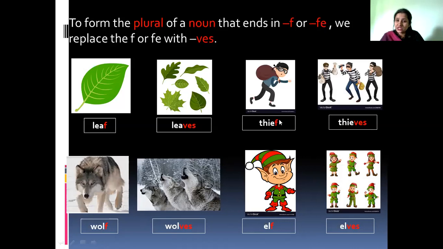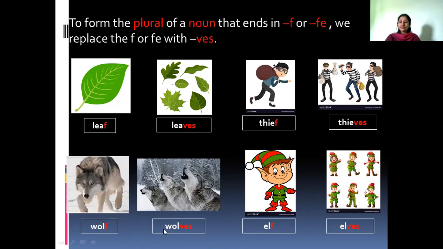The last letter is F. When you want to make the plural form, that time, cut that F, drop that F and join VES. Wolf, wolves, elf, elves. What have we done here? We have cut that F and joined VES.